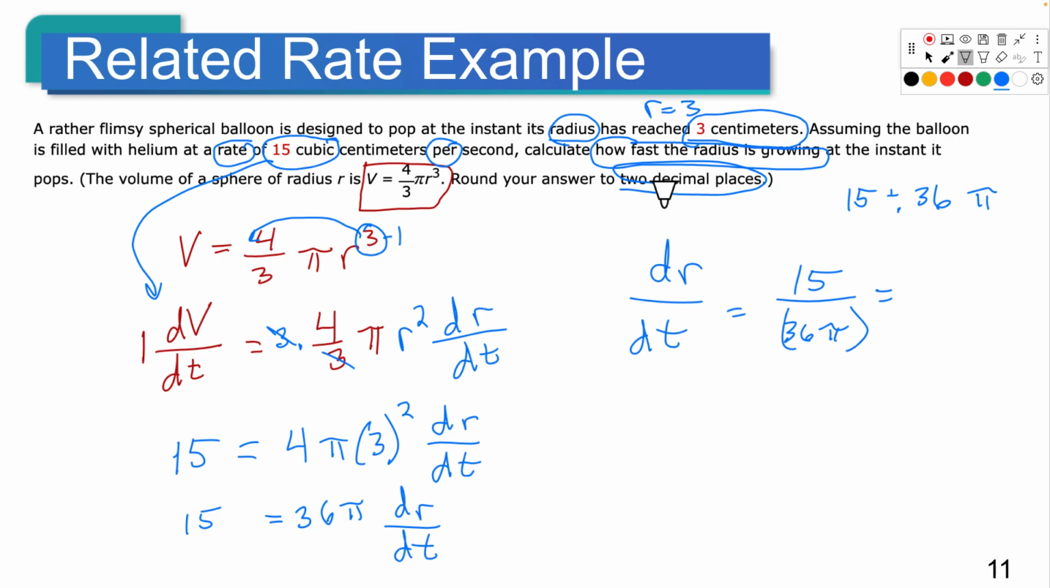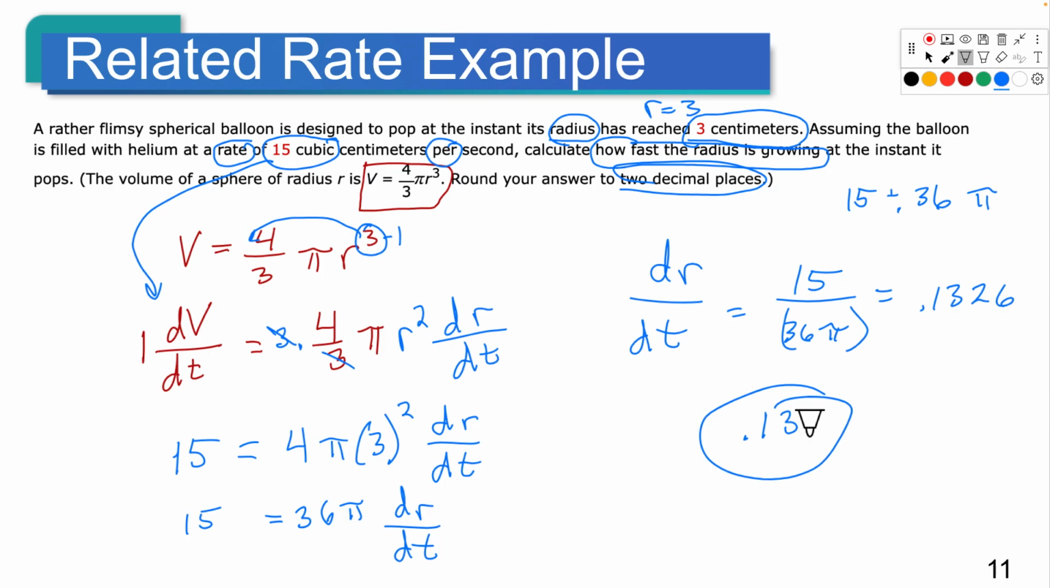So let's go ahead and do that. 15 divided by, and again, I'll put the parentheses, 36 pi. I'll use the pi button because that gives me more than 3.14. And I get 0.1326. And again, they want it to 2 decimal places, so my final answer would be 0.13.